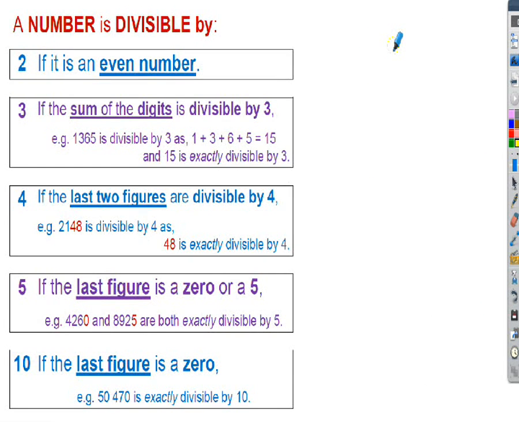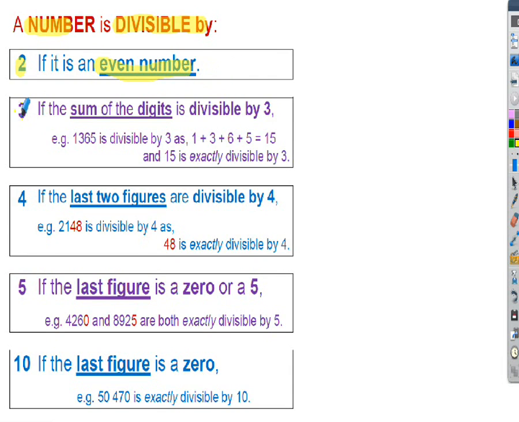This slide has been included for reference, and it's sometimes useful when you're dividing numbers to be able to understand whether 3 divides into the number completely, 4 divides into completely, etc. So these are some tips and wrinkles here. A number is divisible by 2 if it's an even number. All even numbers are divisible by 2.